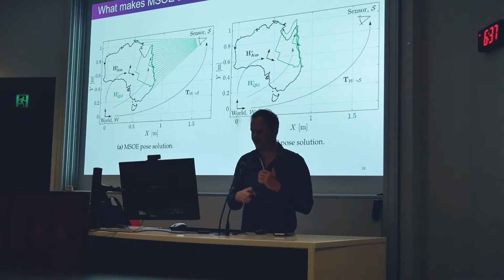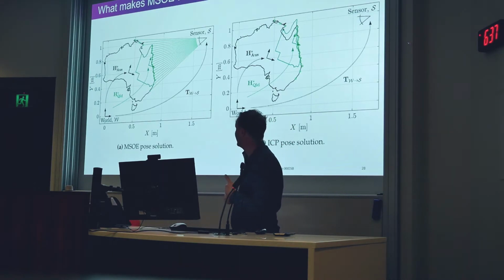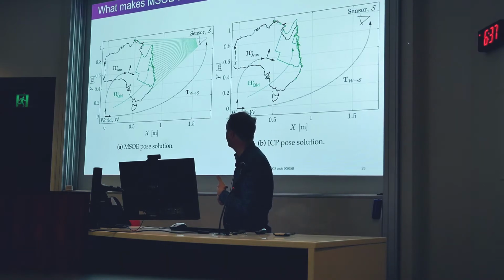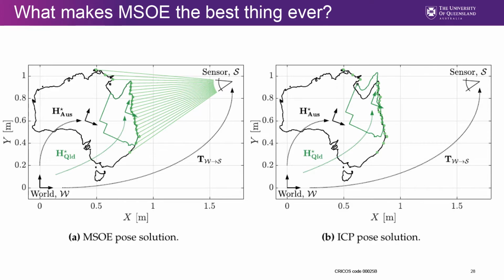Okay. This is what I believe makes this method superior to everything else in its class. On the left here, I'm fitting a model of Queensland and a model of Australia using MSOE to a point cloud taken from somewhere near Papua New Guinea, Fiji, maybe a bit south of Fiji. Anyway, he's taken that scan, and that is the pose, that's the centre of the world down there. I chose a different coordinate system. That's the pose of the Australia geometry, and that's the pose of the Queensland geometry. They both seem to fit that data pretty well.